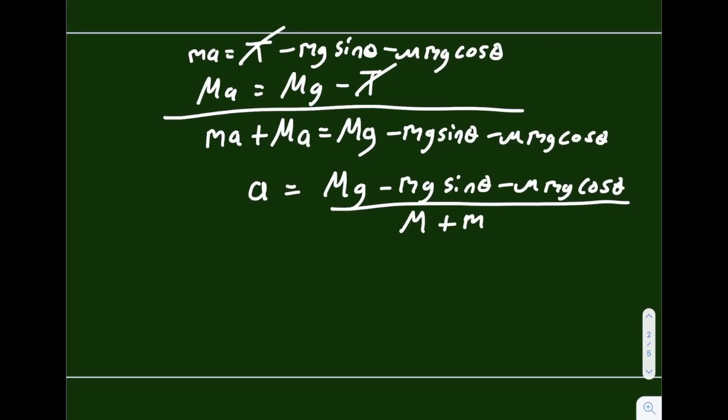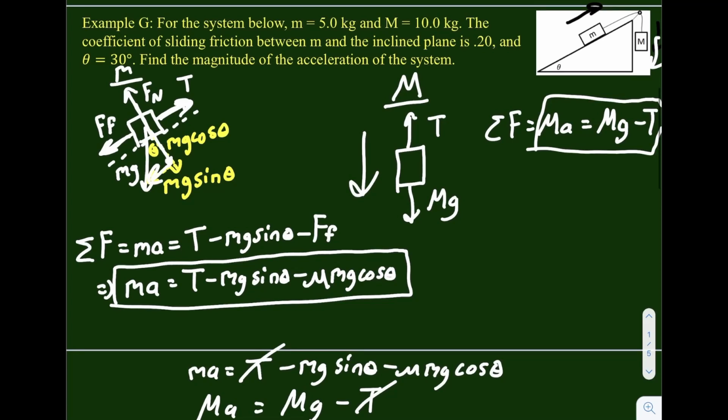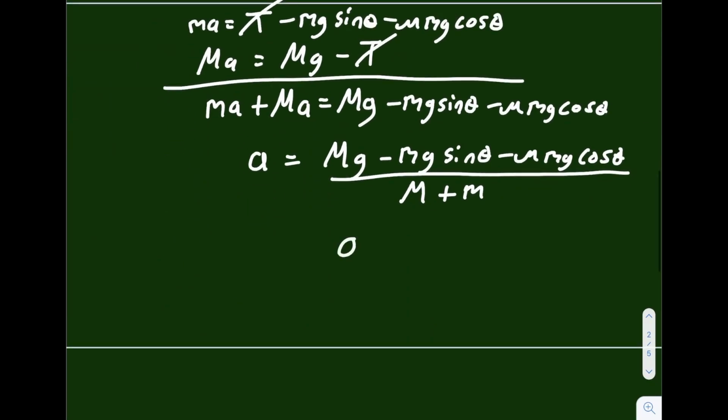And I'm not going to show how to plug in numbers here, but everything in this equation is given. Little m is 5, big M is 10, theta is 30, and then the coefficient of friction, which is mu, is 0.2. When you plug in numbers here, you get 4.4.